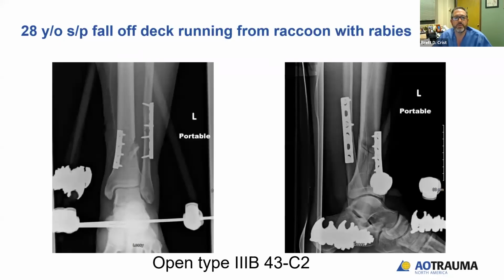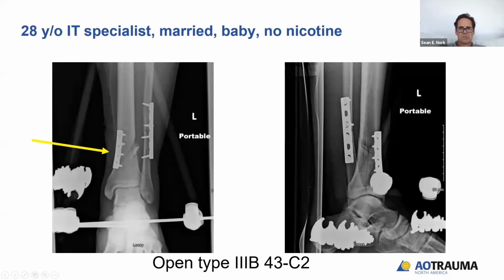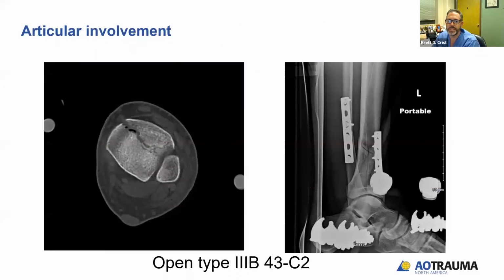But this is a 28-year-old who jumped off of his deck because a rabid raccoon was chasing him, and he landed in the dirt and sustained this open type 3B 43C2 tibia fracture that was originally debrided and externally fixated and provisionally plated. The tibia and the fibula was fixed by one of my partners on call. He's an IT specialist, married, has a baby on the way, and does not use nicotine. This is pretty simple articular involvement that you see here.